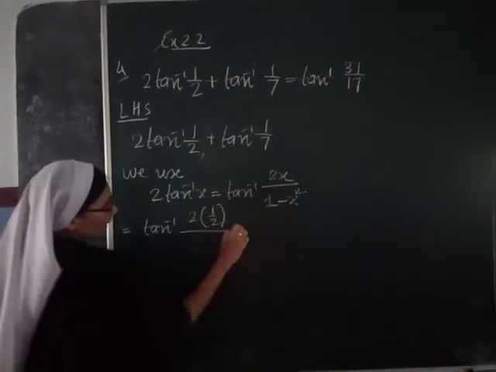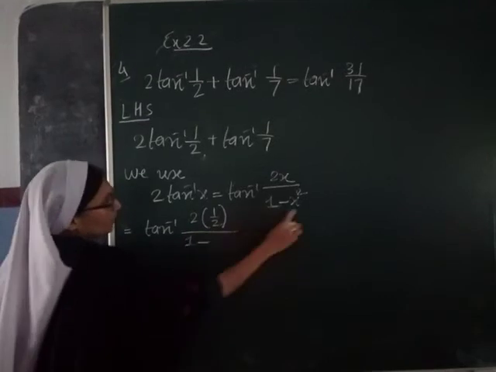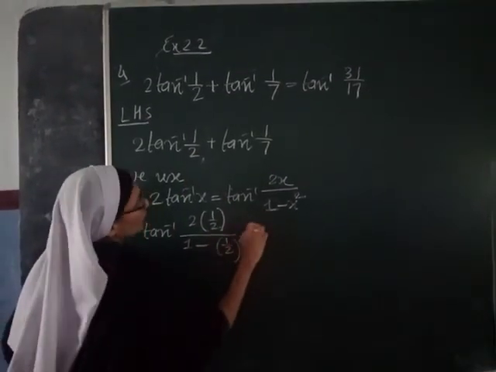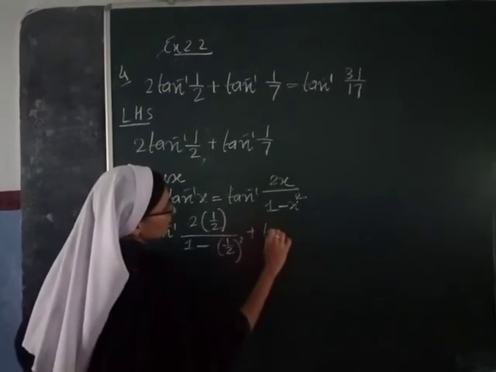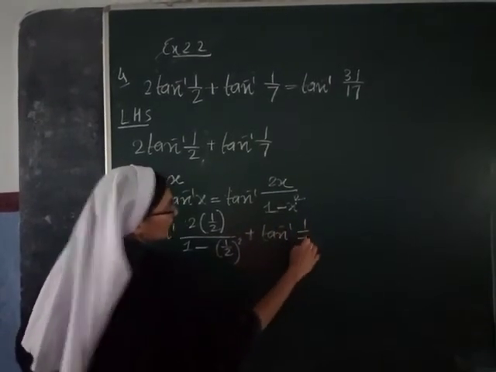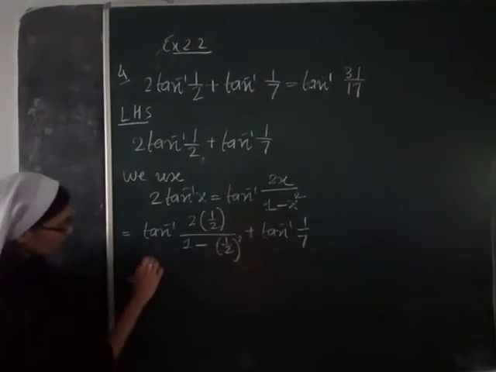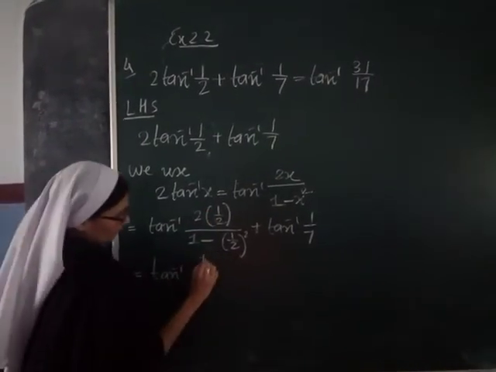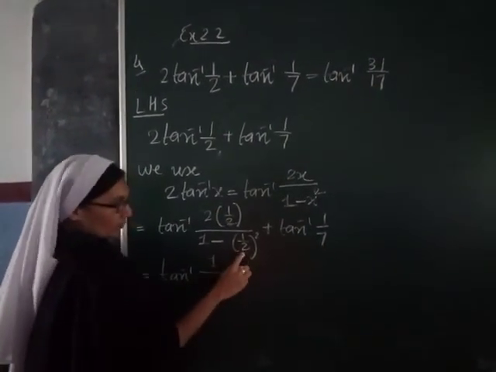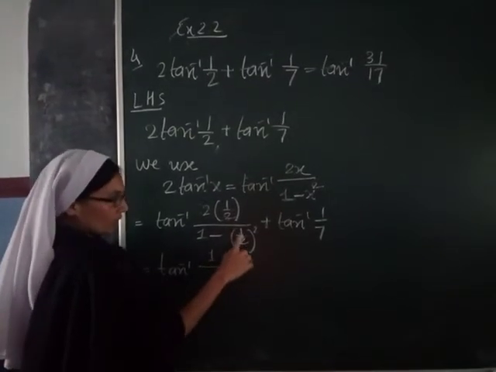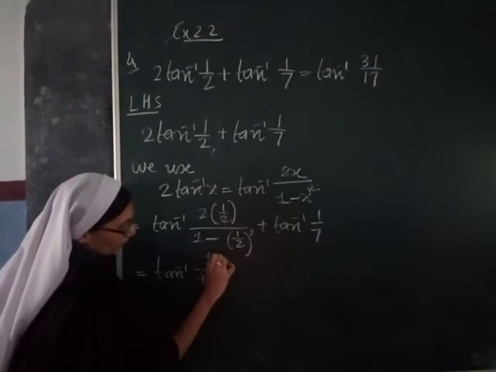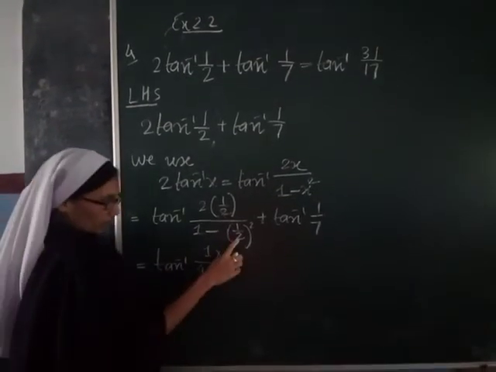Divide by 1 minus x square. X square is 1 by 2 whole square. Plus this is as it is, tan inverse 1 by 7. So tan inverse, 2 and 2 you cut, so remains 1. Here 1 by 2 square is 1 by 4. So take LCM: 4 minus 1 divided by 4. That 4 will go in the numerator.